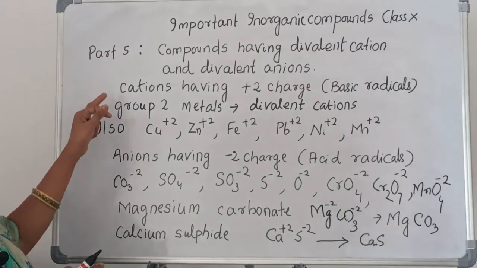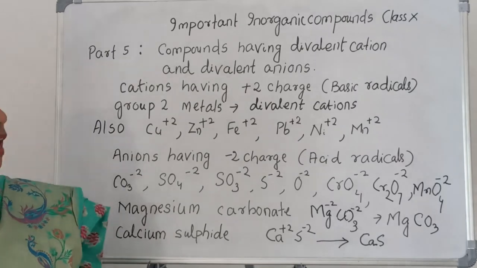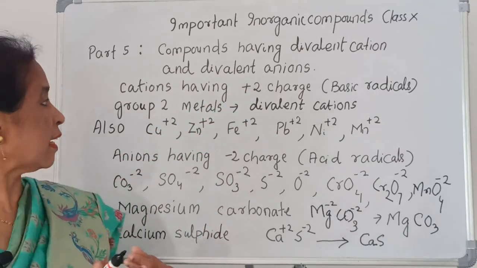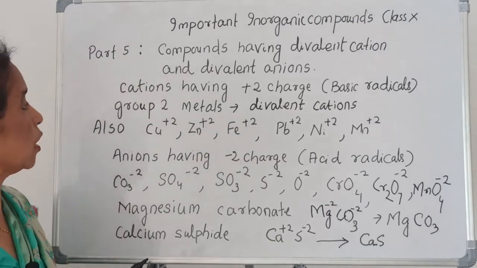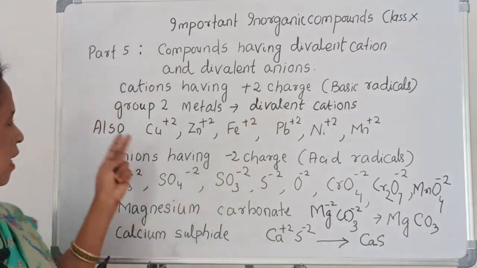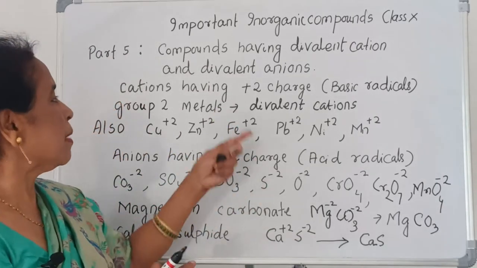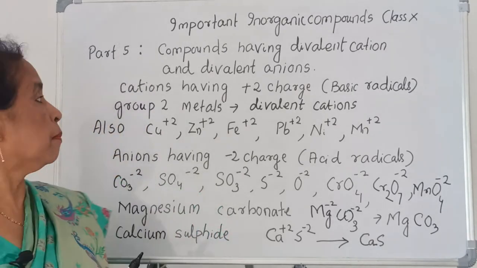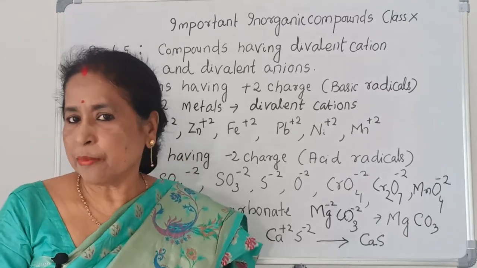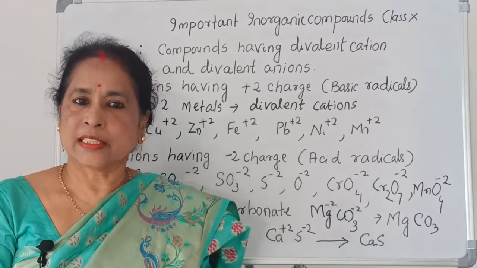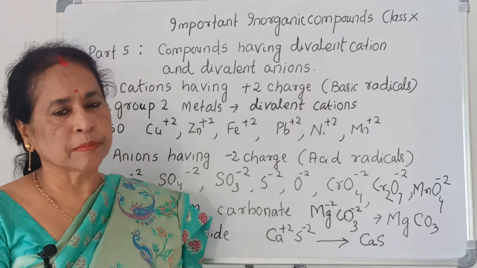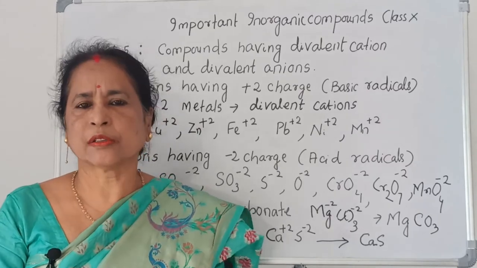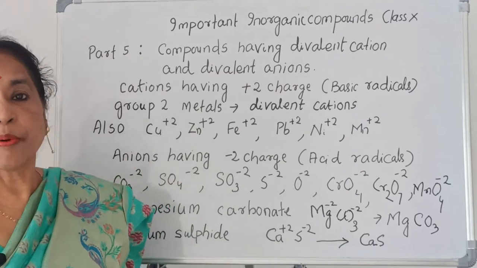So in compounds having divalent cation and divalent anion, the cations have plus 2 charge, which are divalent cations, and that is also called basic radical. Generally, group 2 elements are divalent cations. What are the elements in group 2 in the periodic table? That is magnesium, calcium, strontium, barium, radium. Up to barium, they form compounds easily, but for radium it is difficult because it is a different type of element.